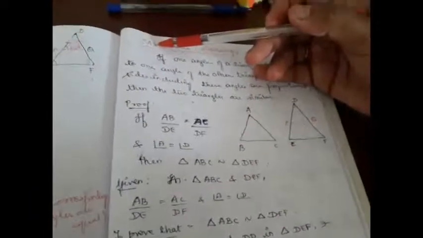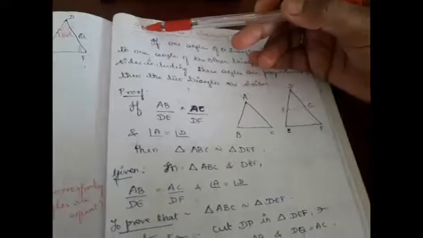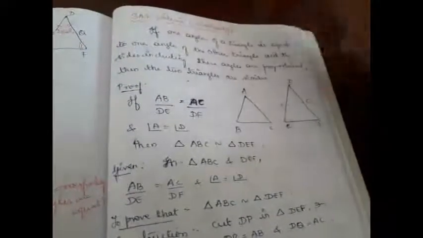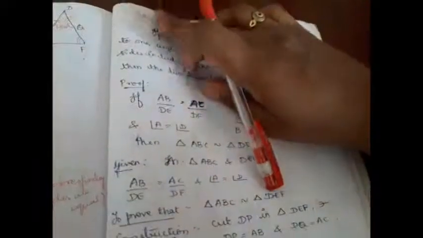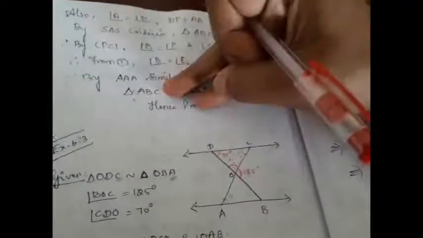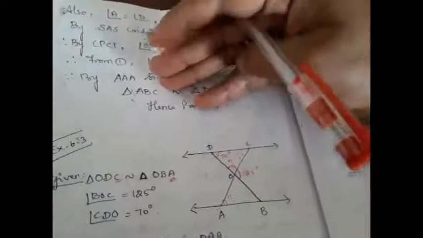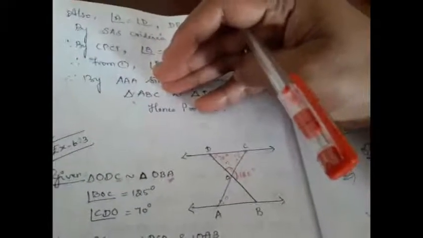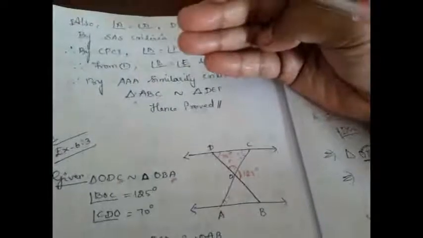Then we have learnt one more criterion, which is the SAS criterion. What does it say? The corresponding two sides should be in proportion, and the included angle should be equal. If two corresponding sides are in proportion and the included angle is equal, then the two triangles will become similar, right? So what are all the criteria we have seen? AA similarity, SSS, then the SAS similarity criterion. So totally we have seen 4 similarity criteria. Based on this, we have solved problems again.